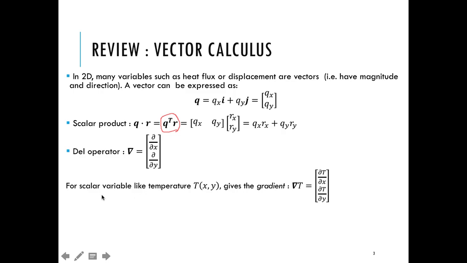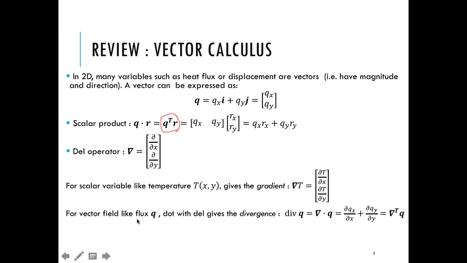But if I have a vector variable, for example flux, heat flux, that's a vector variable, or even velocity, then I can apply the del operator in two ways. One is that I could take the dot product with the del operator, which gives me something referred to as the divergence of the vector field. This is represented by div.